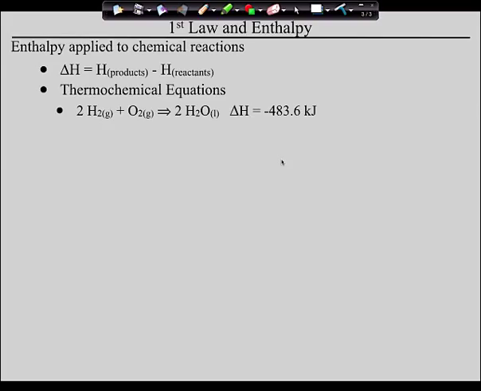Diatomic hydrogen and diatomic oxygen reacting together to form water. It's a synthesis reaction. It's balanced. It's familiar. But now we got this little thing hanging off to the side. Delta H is equal to negative 483.6 kilojoules. What on earth does that mean? And maybe importantly, where on earth did that come from? So let's talk about both.